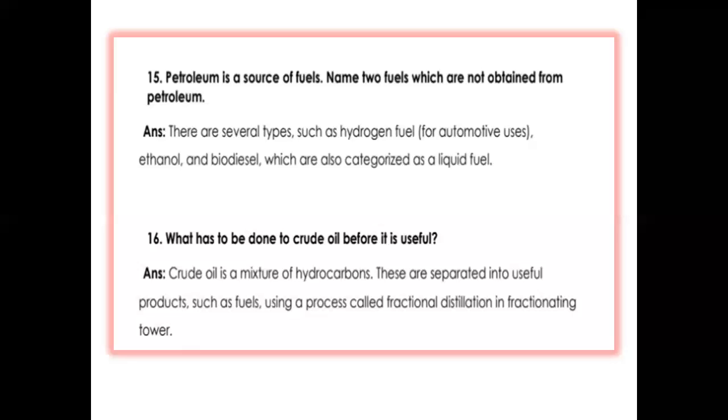Crude oil is a mixture of hydrocarbons. So these are separated into useful products such as fuels using a process called fractional distillation in a fractional distillation tower or in a fractionating tower. So now dear students, this was all about chapter number 16.